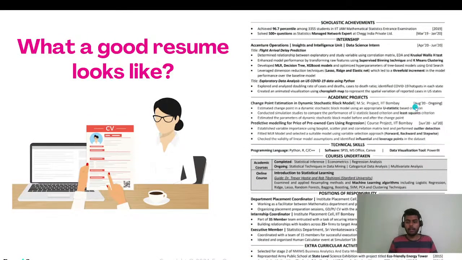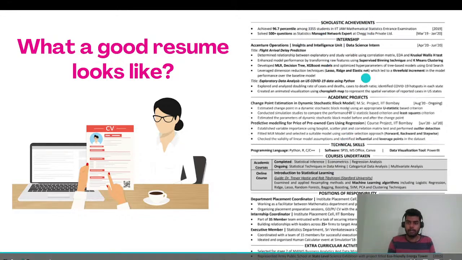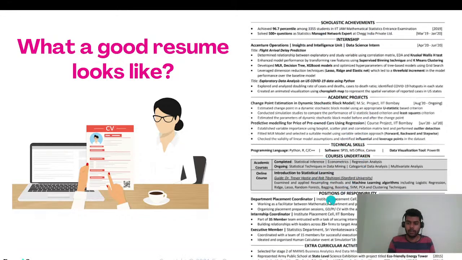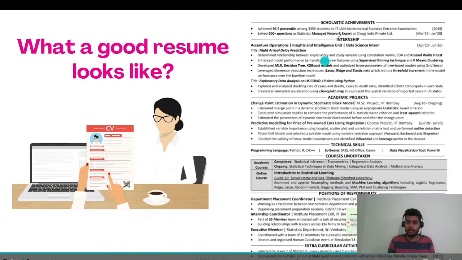So what does a good resume look like? This is a full, complete resume. Obviously the academic details are not included. That I will show in my resume. So this is how points are structured, obviously for freshers: Scholastic Achievement, Internship, Academic Project, Technical Skills, Courses Undertaken, POR, and Extracurricular Achievement Rewards. This is not my resume. This is someone else's resume.